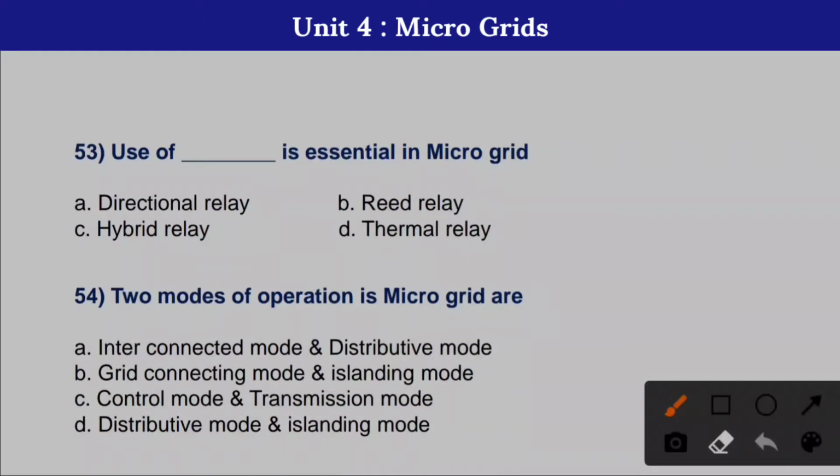MCQ number 53. Use of blank is initial in microgrid. Here correct option is option number A, directional relay. 54. Two modes of operation in microgrid are. Here correct option is option number B, grid connecting mode and islanding mode.